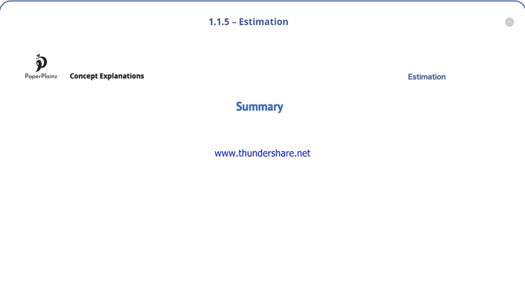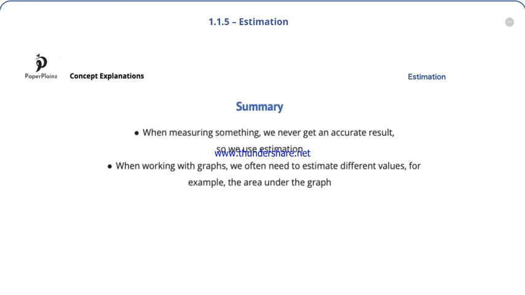Let's summarize what we have learned about estimation. When we measure something using measuring equipment, we never get an exactly accurate result, so we need to use estimation when reporting the measured value. In physics, we often encounter graphs. When working with graphs, we often have to estimate a certain property or value on this graph. In our example, we estimated the area under a graph. Rounding is a type of estimation. We discussed how to round after carrying out a calculation.